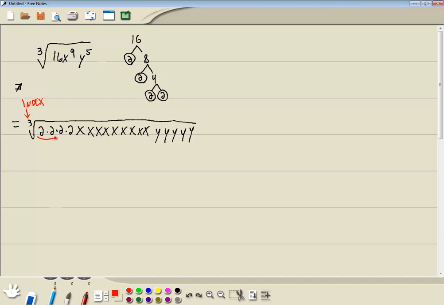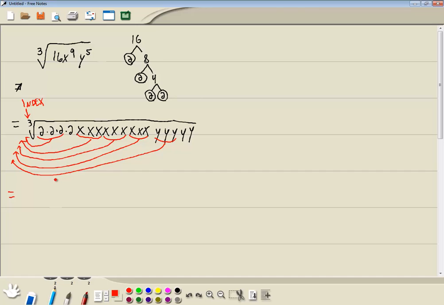Well, here's 3 2's. That's going to come out as a single 2. Here's 3 x's. That's going to come out as a single x. Here's 3 x's. That's going to come out as a single x. And here's 3 x's. That'll also come out as a single x. And here's 3 y's. That'll come out as a single y.